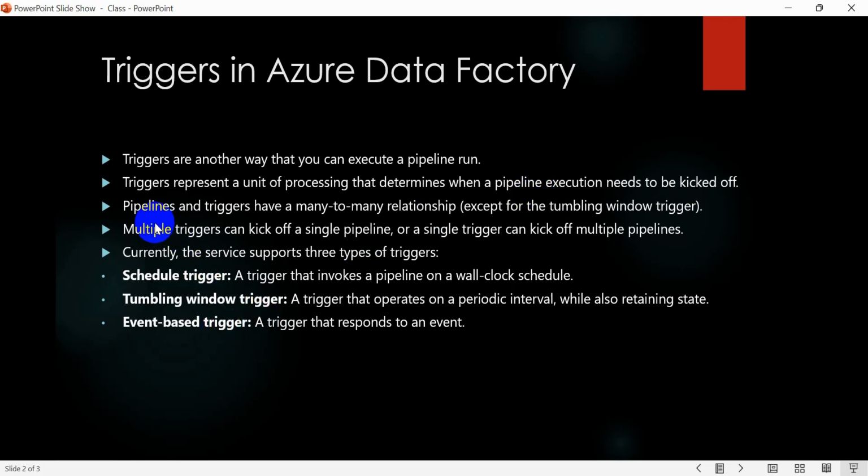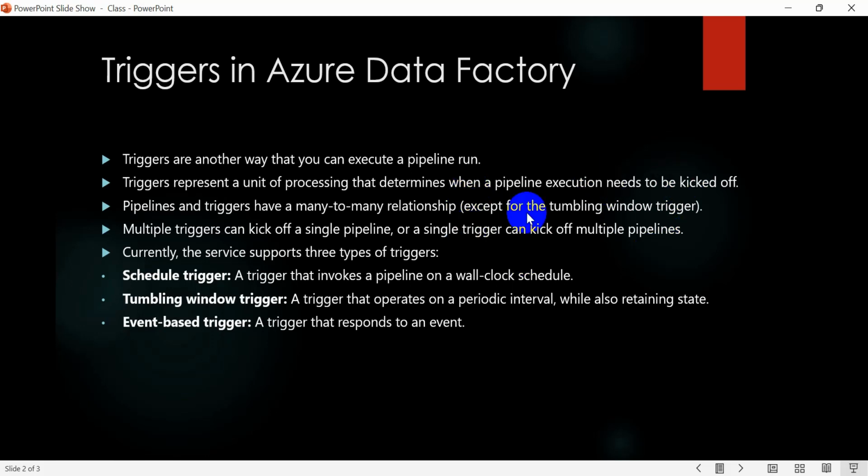Pipelines and triggers have a many-to-many relationship. You have to understand this concept very clearly. Very important also. That means you can create one pipeline and create any number of triggers for it. Or else you create one trigger and use that trigger for many pipelines. That's the reason why triggers and pipelines are said to have a many-to-many relationship, except for the tumbling window trigger.